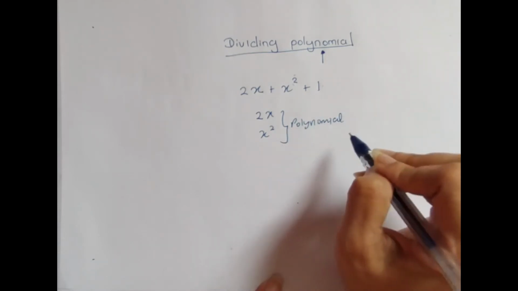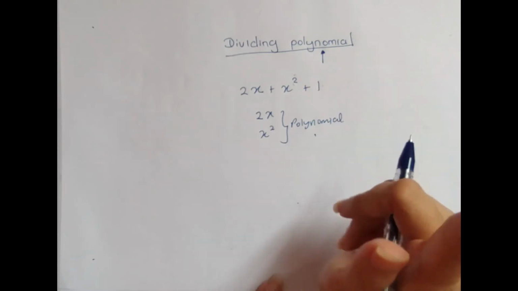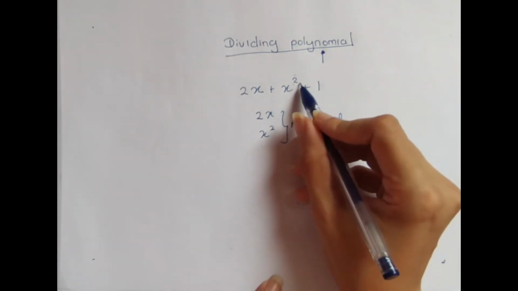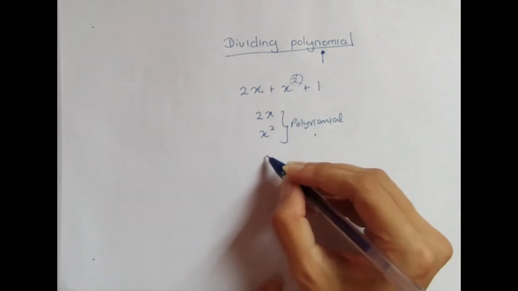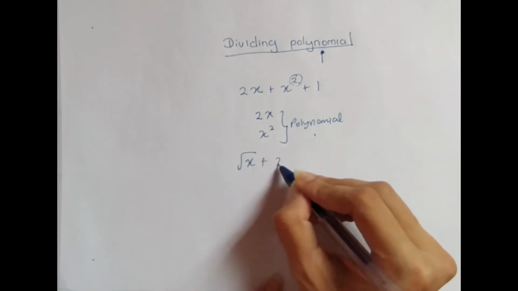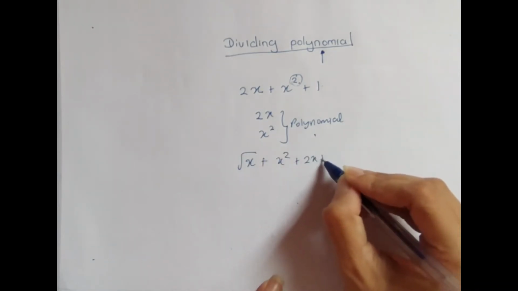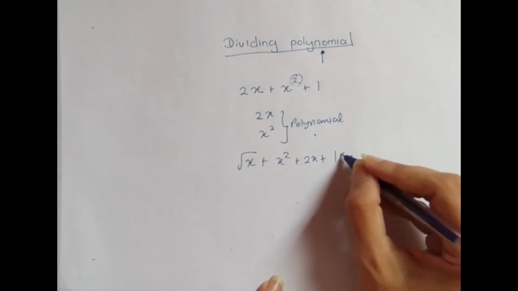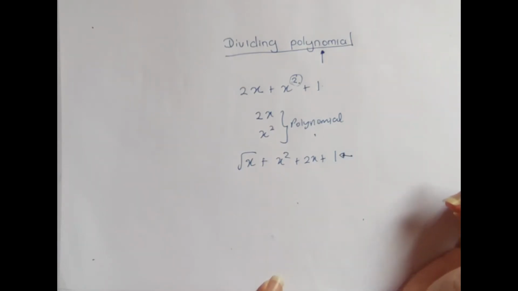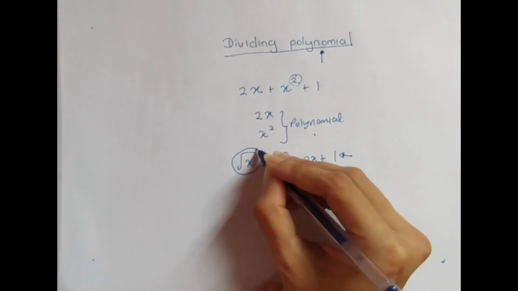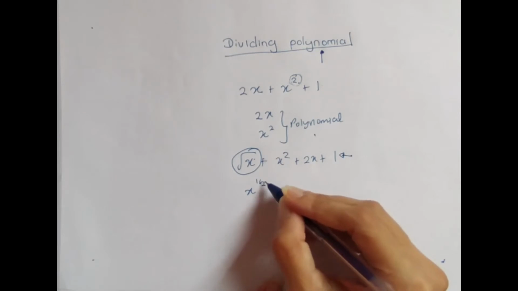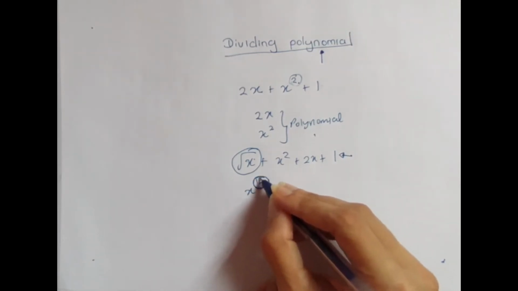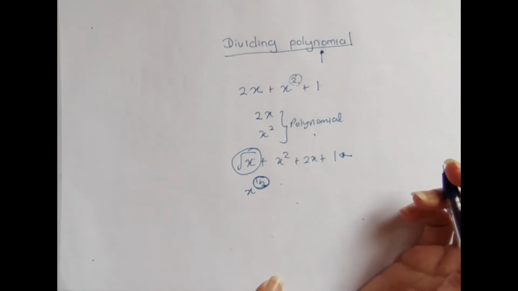Even if it is just one term, we say this is a polynomial, but what you must remember is that the indices should be positive whole numbers. For example, is root x plus x squared plus 2x plus 1 a polynomial? No, this is not a polynomial. Why? Because here the index is x to the power half, which is a fraction, not a whole number.